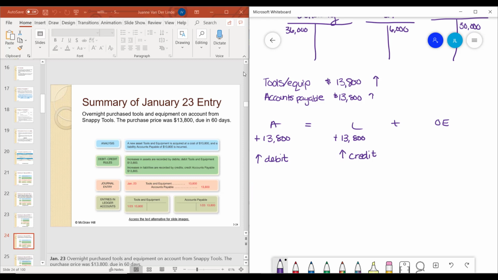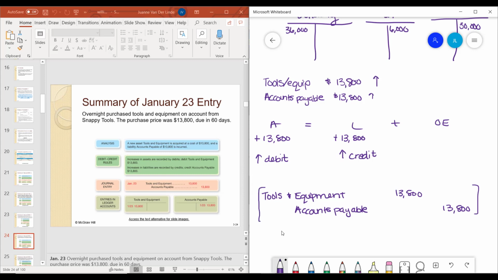So what's the asset going up? It's tools and equipment. So when I journalize this, the first one I write is tools and equipment, because debits before credits. I debit tools and equipment for $13,800. And there's only one other account involved. It's the accounts payable, and it's being credited for $13,800. Remember, the thing you credit, you skip a line and you indent. And now I can write out accounts payable. And that's for $13,800.